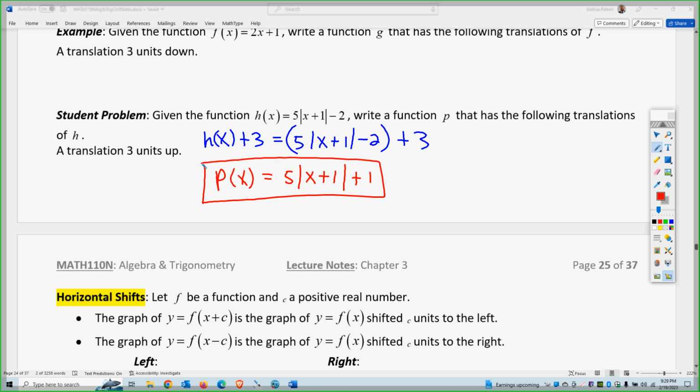You can check that with the graphing calculator, or you can just go to Desmos and type it in. That is the end of part 1.